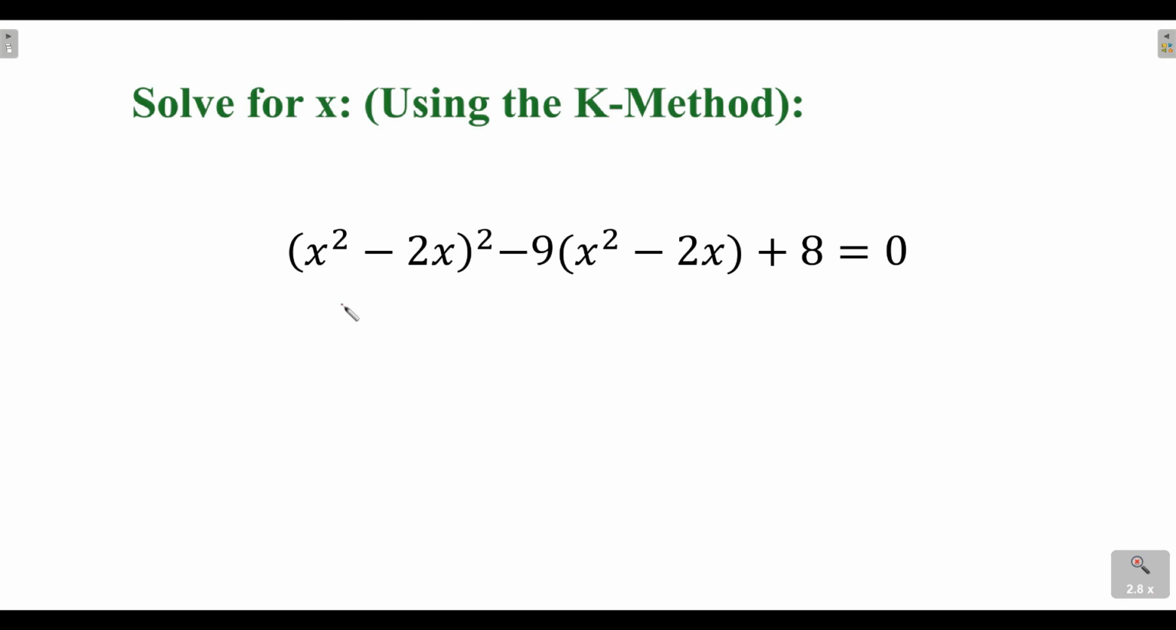Someone might think that I need to first write out these brackets twice, distribute them, distribute this 9, collect my like terms. But do you see that if you use that method, you're now going to have a polynomial equation that has a degree of 4. Then what do you do? Do you see that you're going to be stuck?